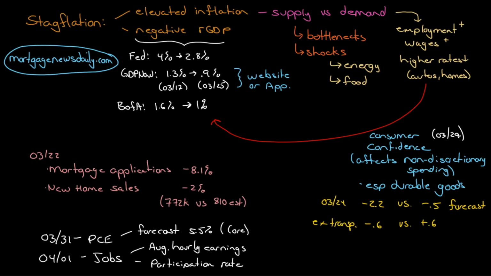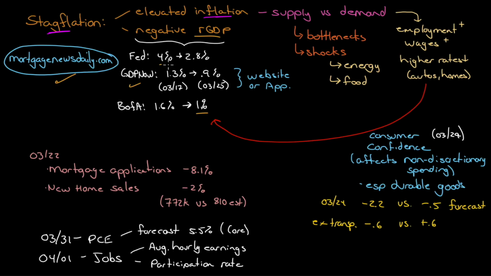Okay, I've written the word stagflation at the top of the screen. You're going to hear more and more of that word. Are we headed for stagflation? An easy definition of stagflation is you have elevated inflation above the upper target for a central bank, combined with negative real GDP. So from mortgagenewsdaily.com, we know GDP Now, based on the Atlanta Fed, has gone from 1.3 to 0.9. Bank of America is down to 1%. Goldman Sachs is at 0.5%.